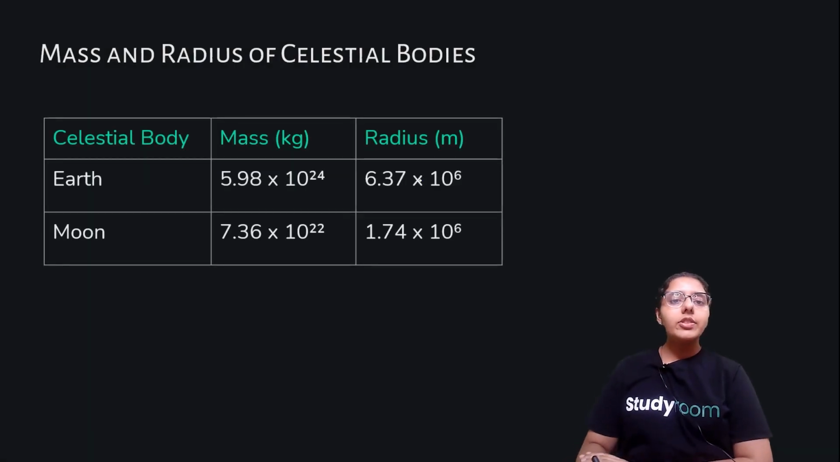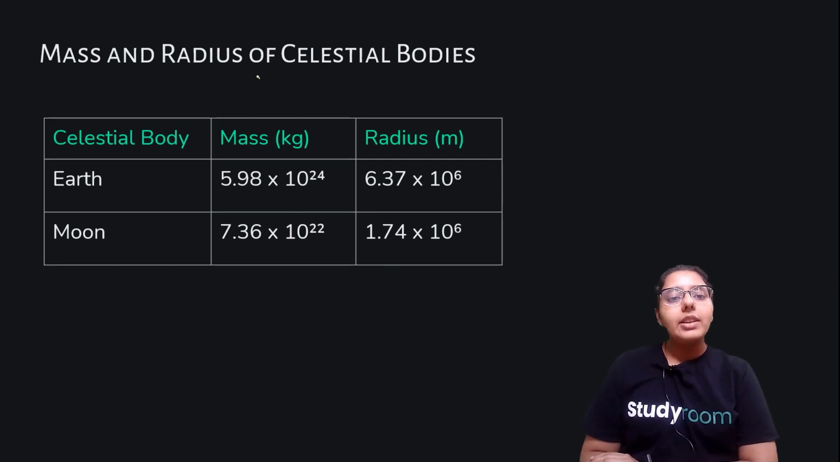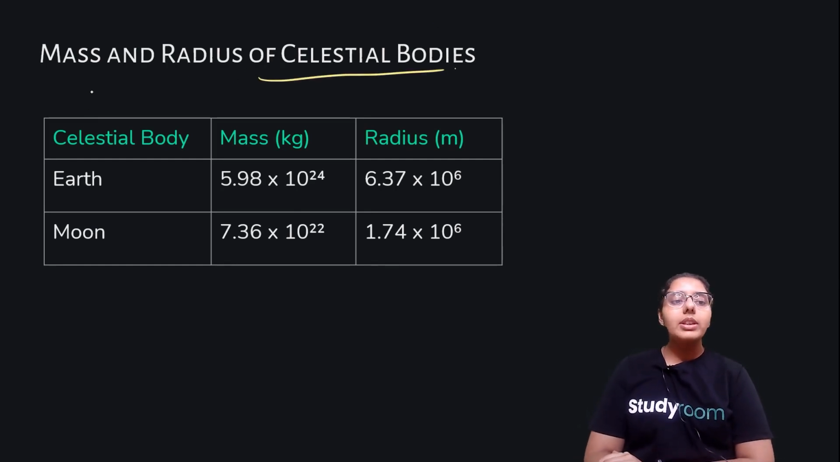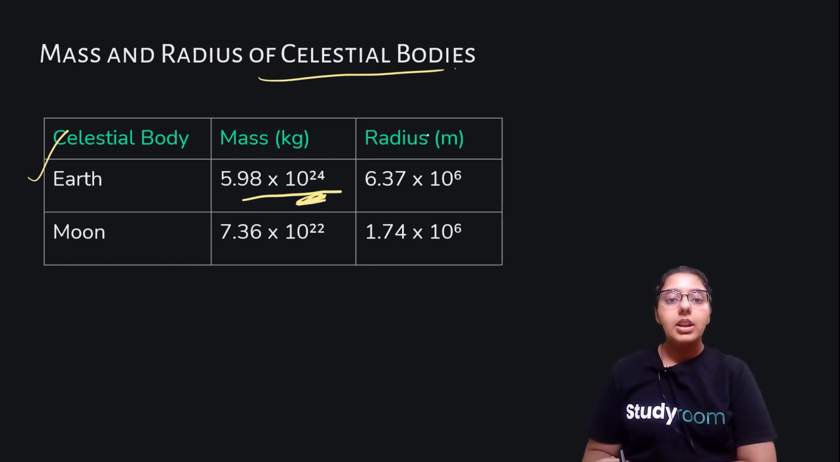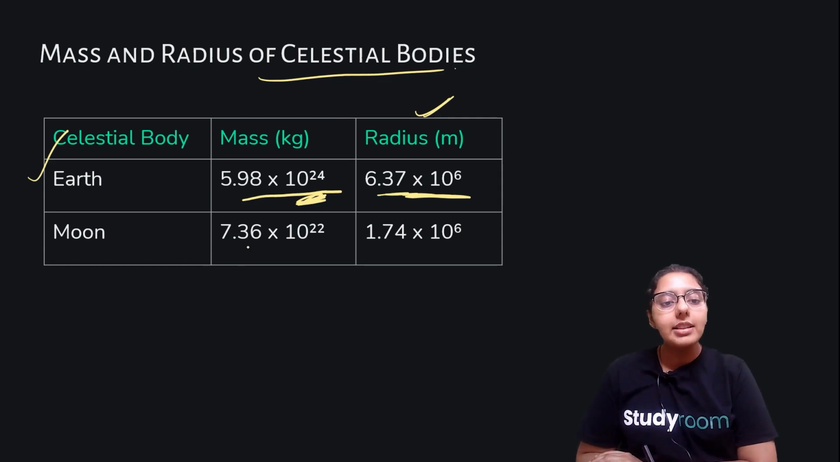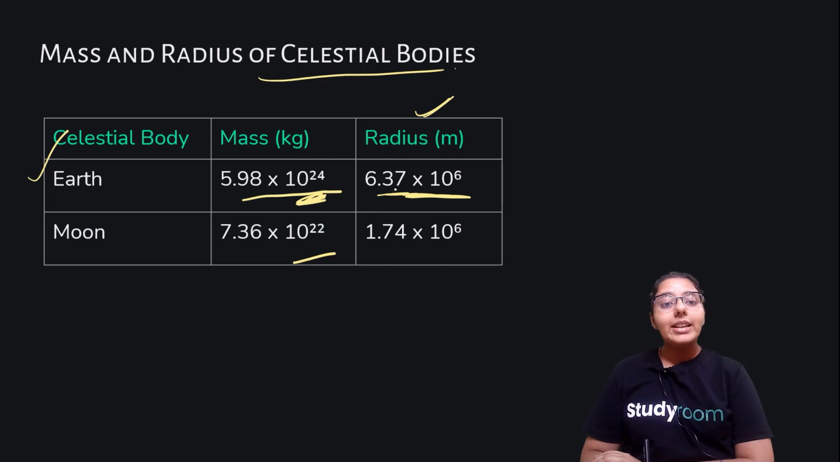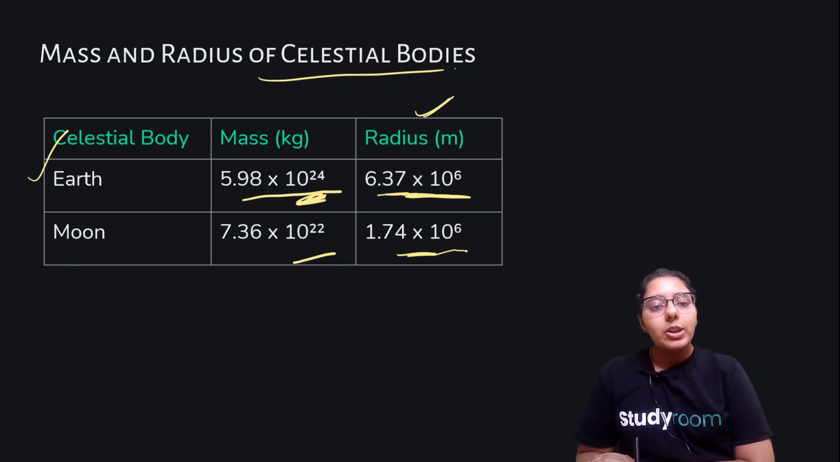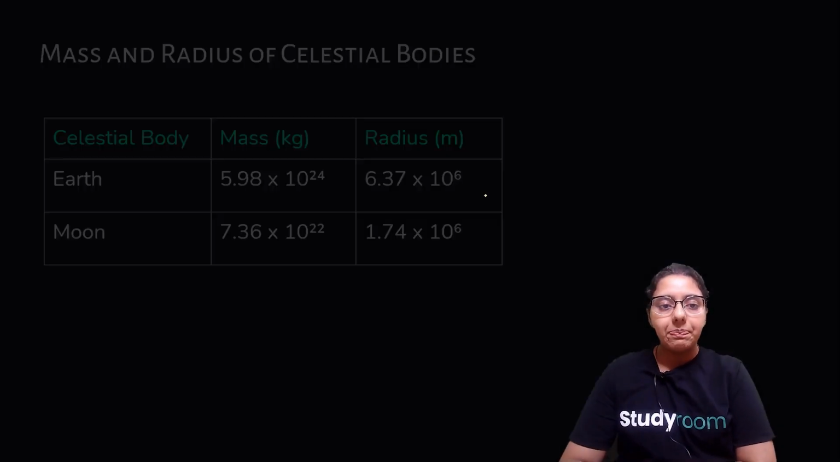So, mass and radius of celestial bodies. When it was calculated, scientists found that for earth, your mass is 5.98 into 10 to the power 24 kgs. See how much mass it is, 10 to the power 24. And your radius is 6.37 into 10 to the power 6 meters for earth. And for moon, our mass is 7.36 into 10 to the power 22 kgs, and your radius is 1.74 into 10 to the power 6 meters.